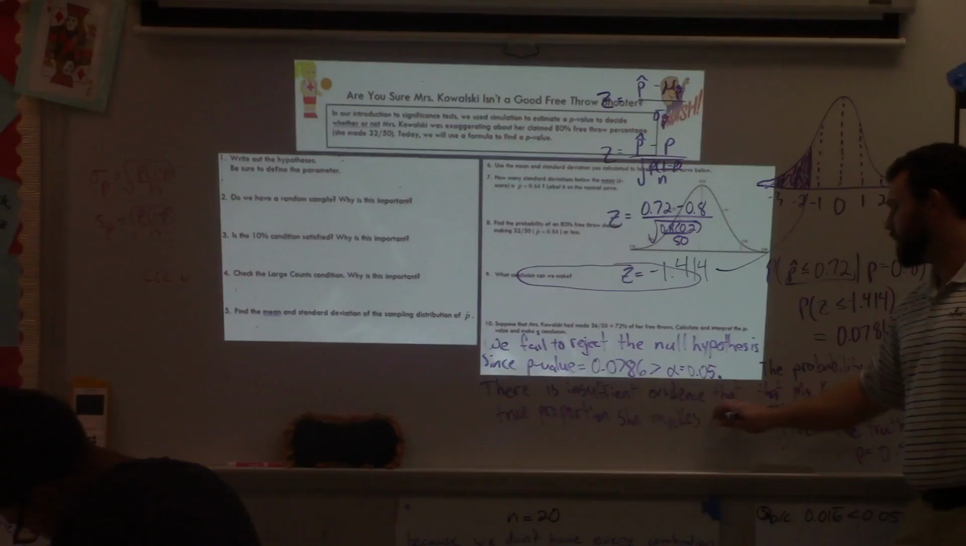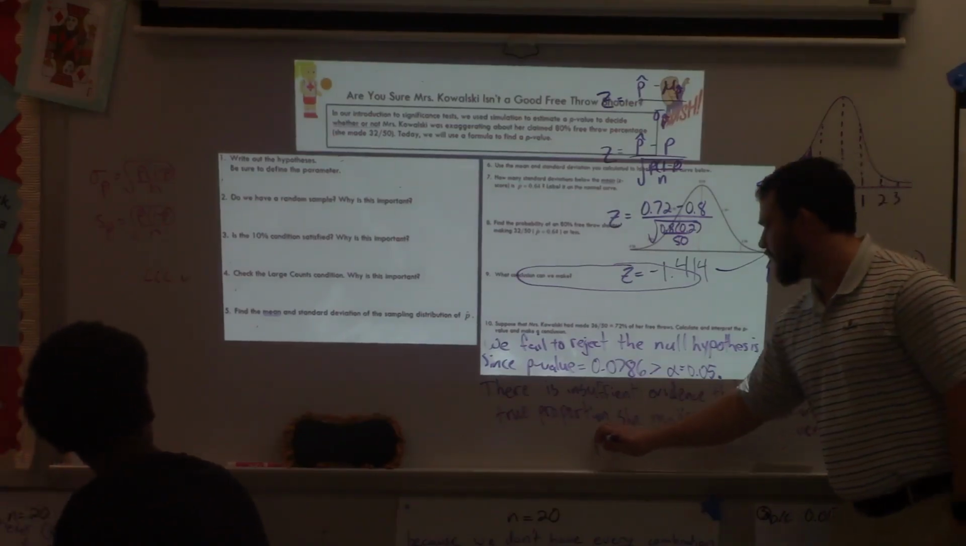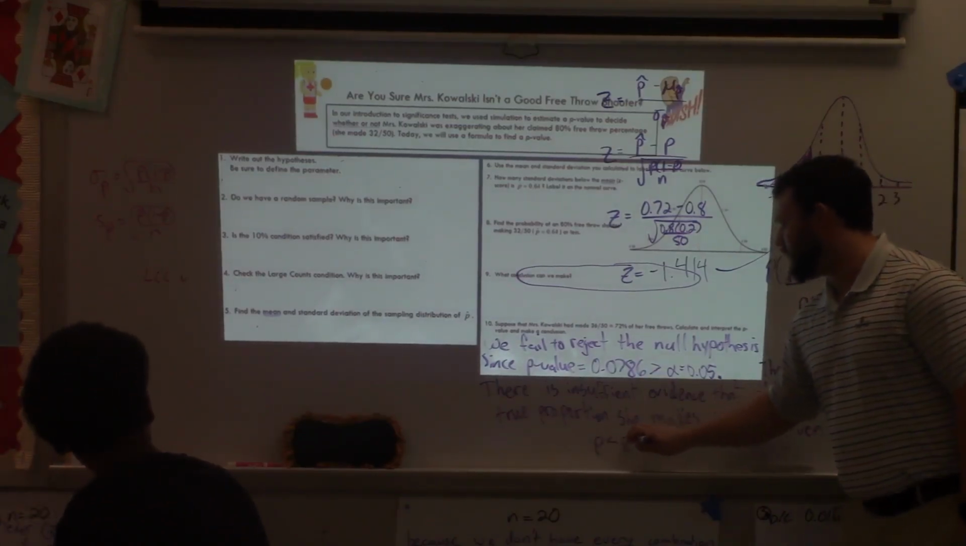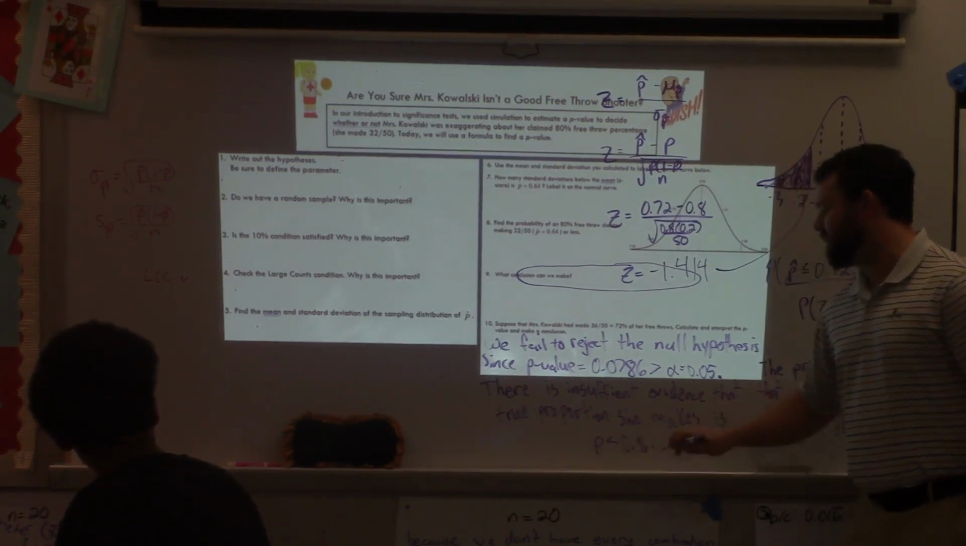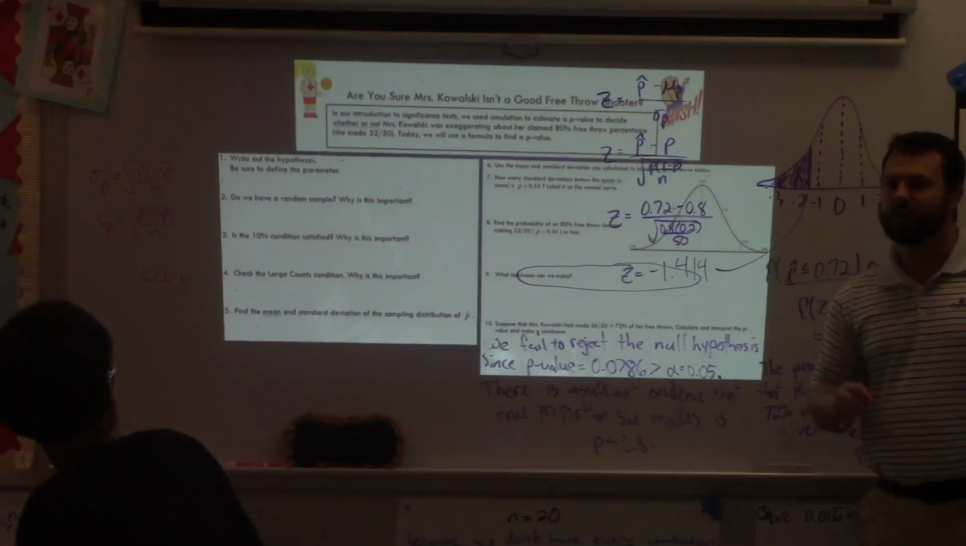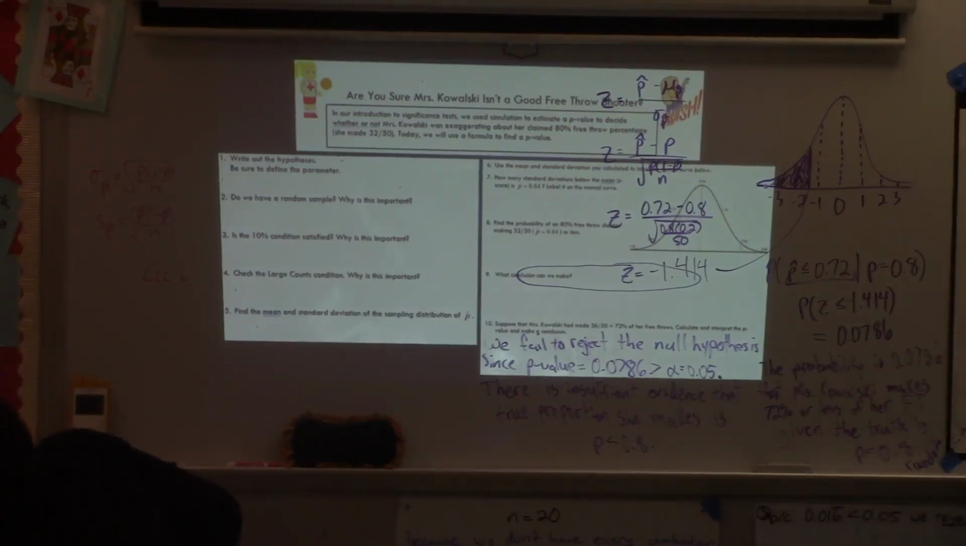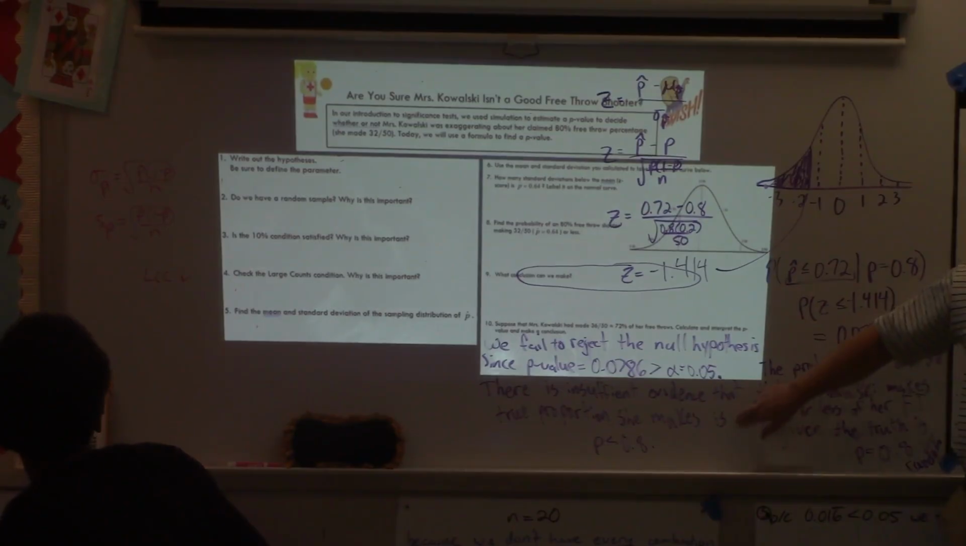Not 0.8, not greater than, not equal to. Was it less than? Is our alternative greater than 0.8, or less than 0.8? Remember, we're making a statement about the alternative right now.